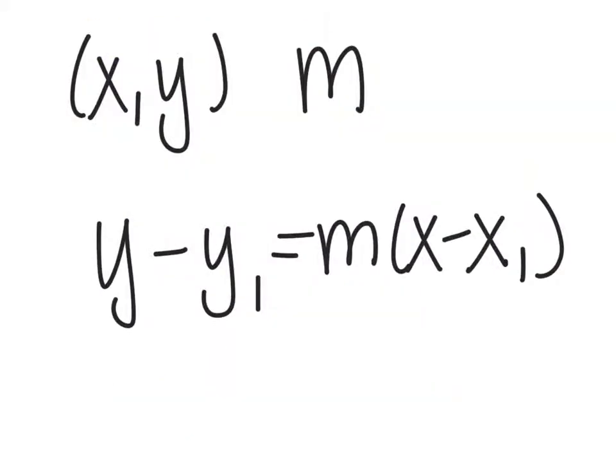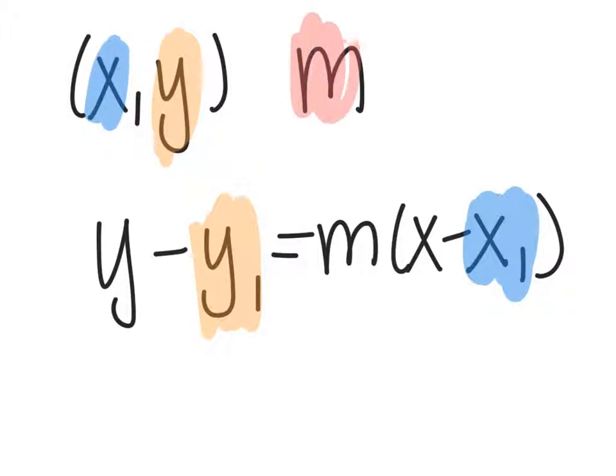So if you're given a point and a slope, then remember that your point, your x value, is going to go over here in the parentheses for x1. Your y value is going to go on the left side where y1 is, and your slope, your m, is going to go here in front of x.